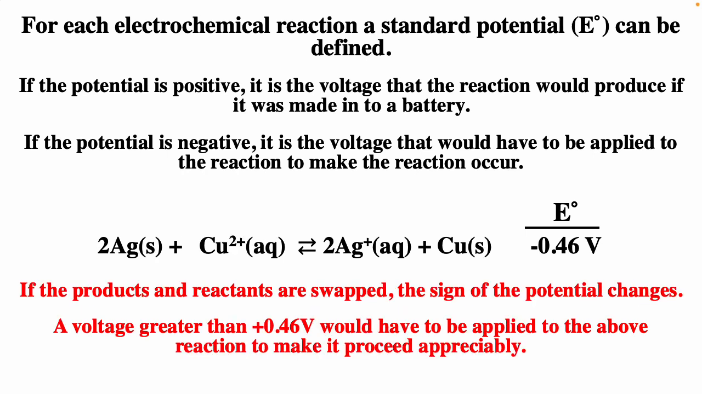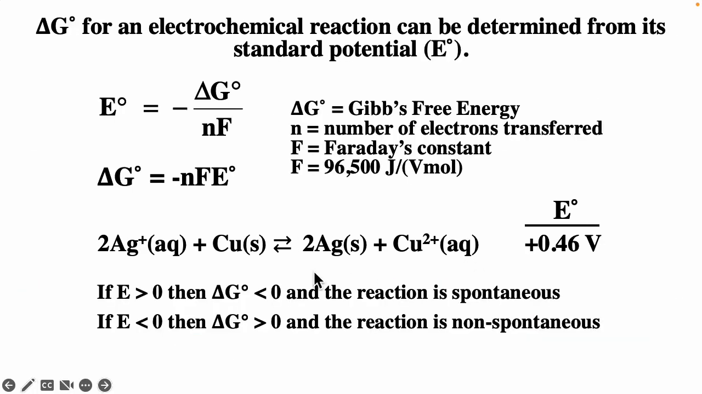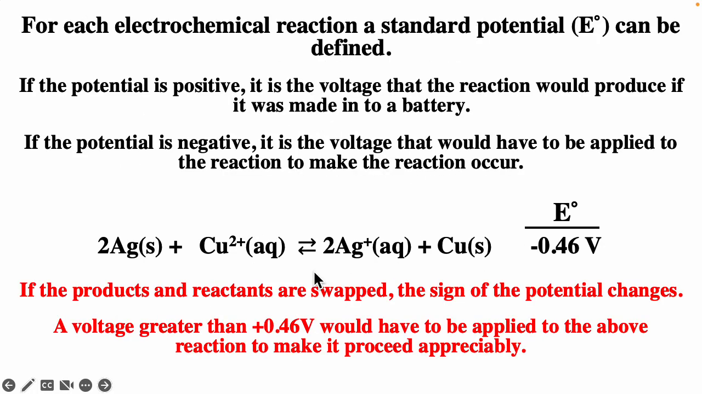Now, if we flip it, so we swap products and reactants, that changes the sign of the potential. Now the potential is negative 0.46. In this case, this reaction would not proceed spontaneously. We would have to force it to occur by applying a potential greater than 0.46 volts.